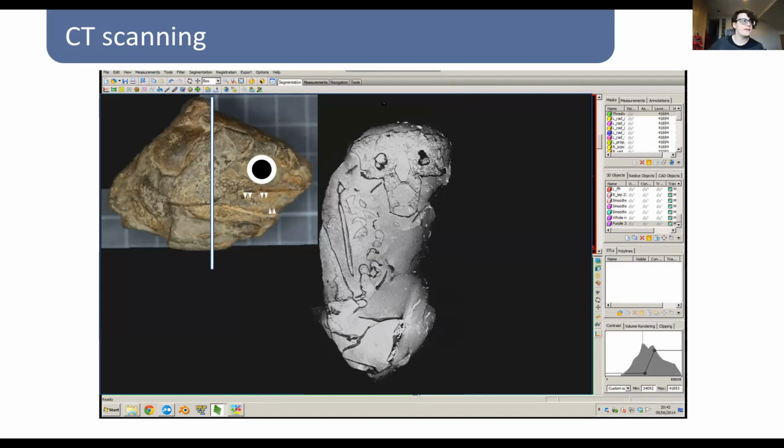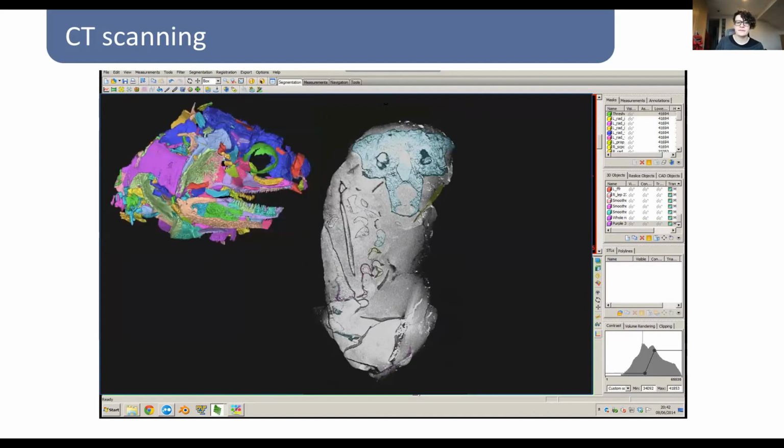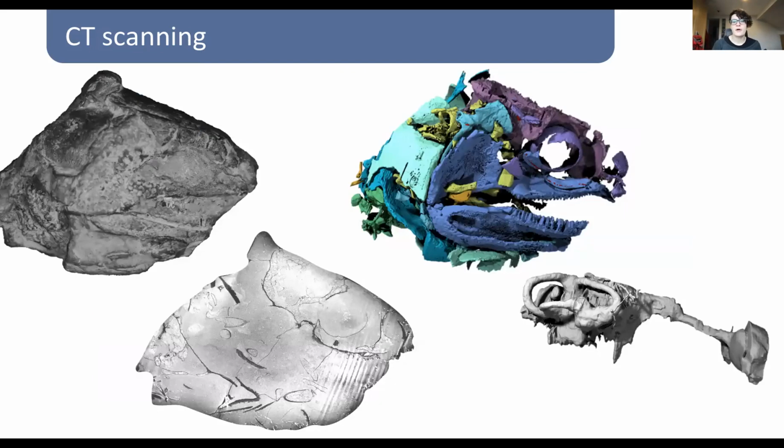So inside this rock, we've got a brain case, we've got bits of the gill skeleton, we've got the jaws, and we've got the fin skeleton. So we can draw those and digitally dissect it out. And we end up with a complex 3D model of the specimen that we can 3D print and manipulate and use to look at internal and previously inaccessible anatomy.